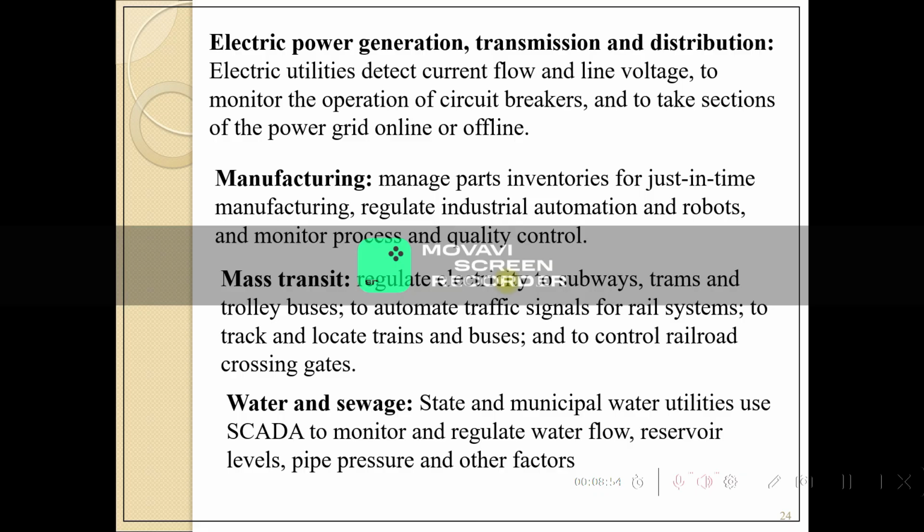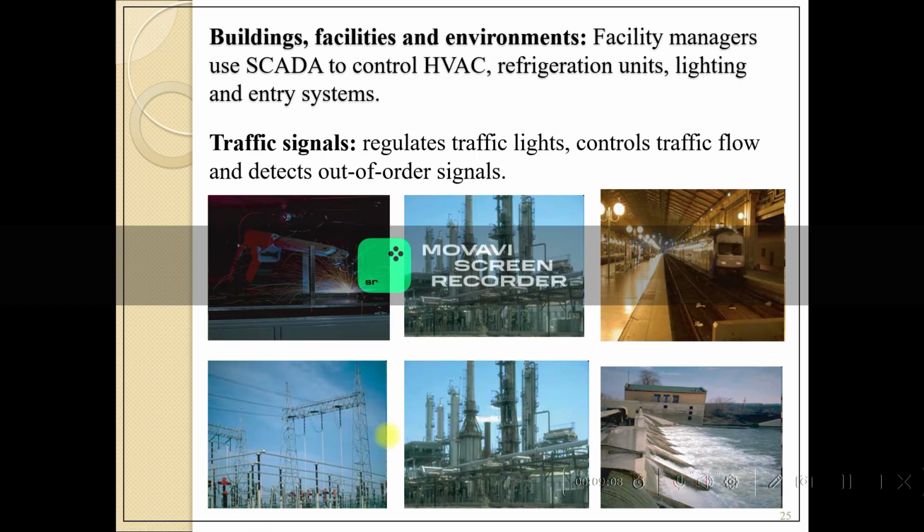Next one, SCADA system, that means supervisory control and data acquisition. It is used in electric power generation, transmission and distribution, manufacturing, mass transit, water and sewage. So these are all the places where we use SCADA systems. Then buildings, facilities and environmental: facility managers use SCADA to control HVAC, refrigeration units, lighting and the entry systems. Traffic signals: regulate the traffic lights, control the traffic flow and detect out of order signals.